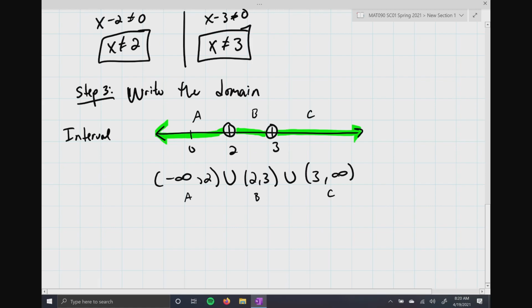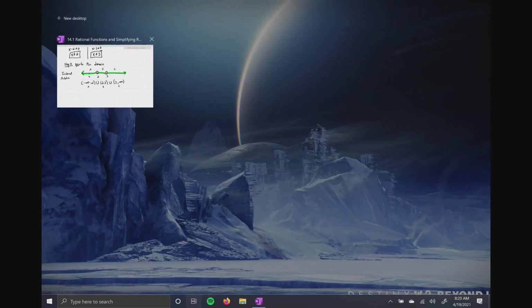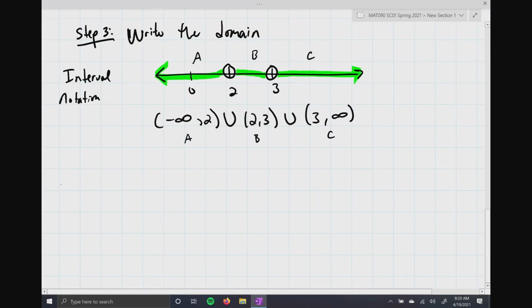All I did underneath is, as I just said, this is the interval for part A, this is the interval for segment B, and this is the interval for segment C. Now that's called interval notation. The new notation that I'm going to teach you is called set builder notation.